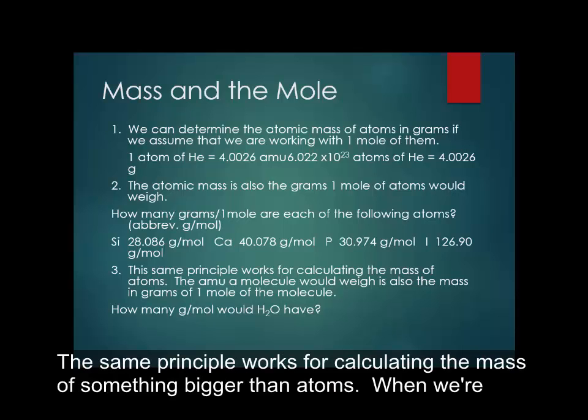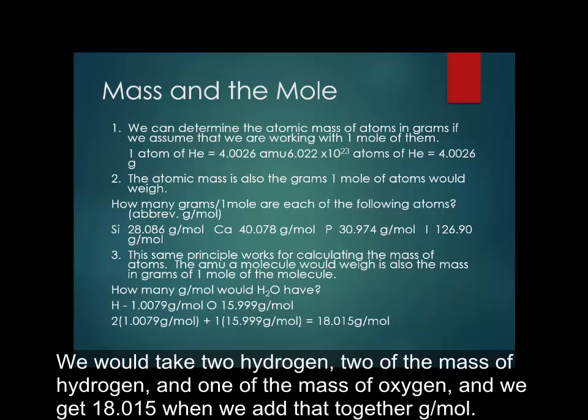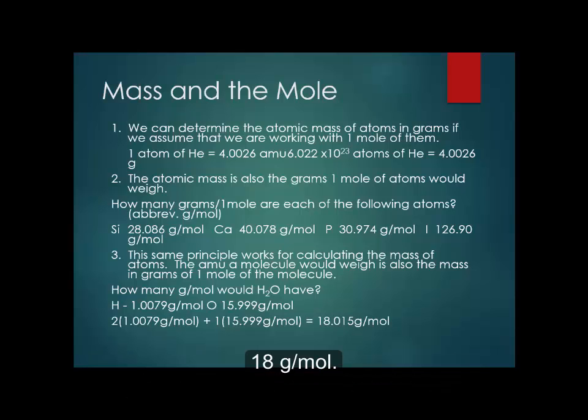The same principle works for calculating the mass of something bigger than atoms when we're working with molecules. So what grams per mole would you assign to water? We would take 2 of the mass of hydrogen and 1 of the mass of oxygen, and we get 18.015 when we add that together, grams per mole. And so the molar weight, sometimes called the molecular mass of water, is going to be about 18 grams per mole.